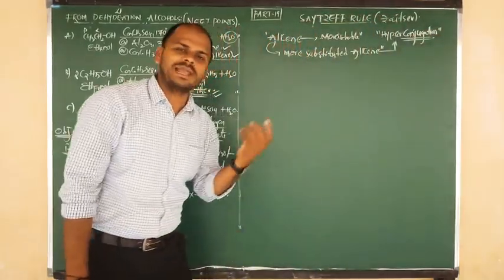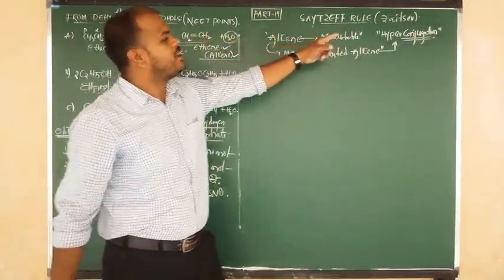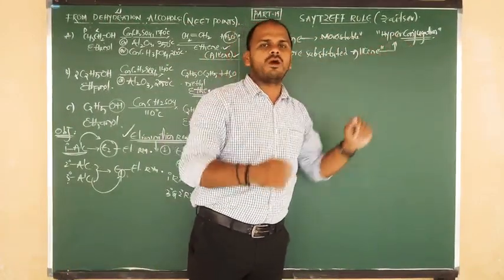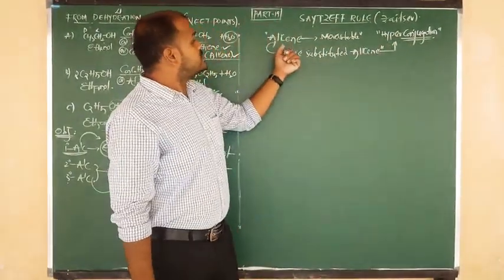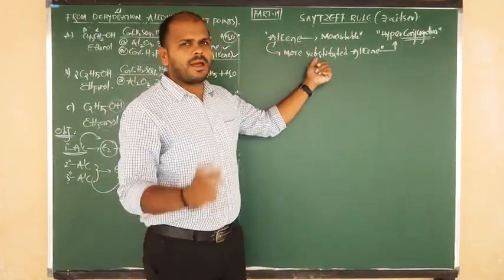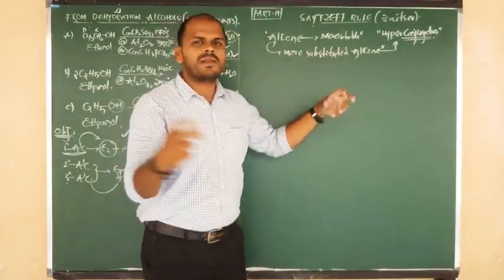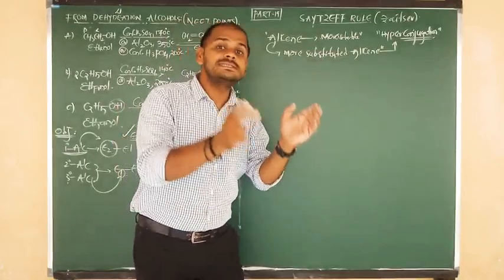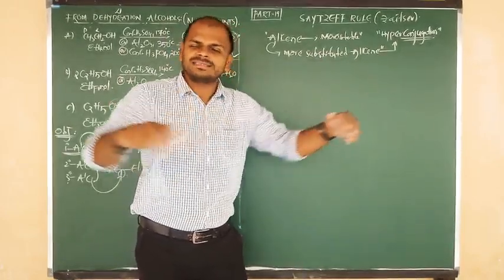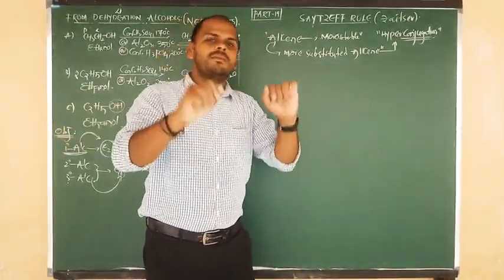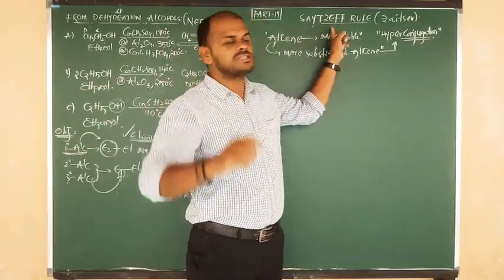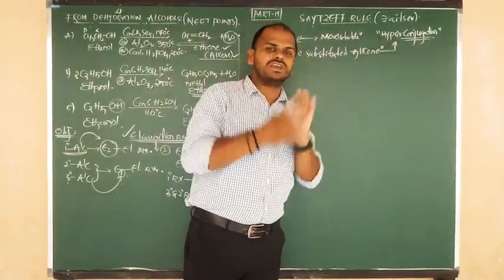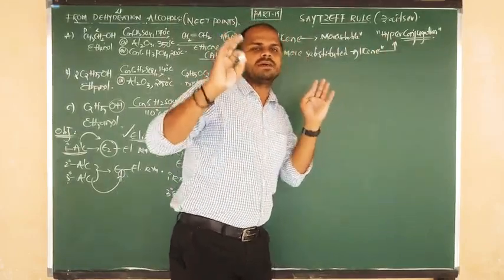Hyperconjugation is nothing but resonating structures, by using alpha hydrogen, sigma-pi conjugation. Good. So the alkene should contain the maximum number of side chains around the C double bond C group. As the number of side chains around C double bond C increases, stability also increases due to resonance or hyperconjugation mechanism. Now let me give you an example.